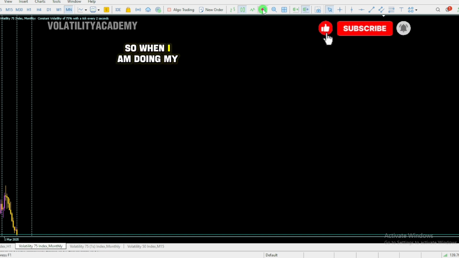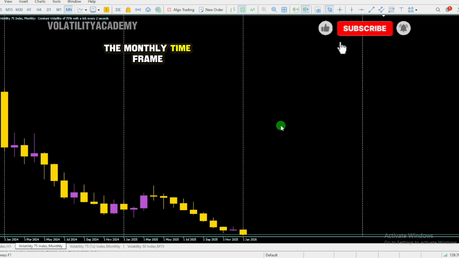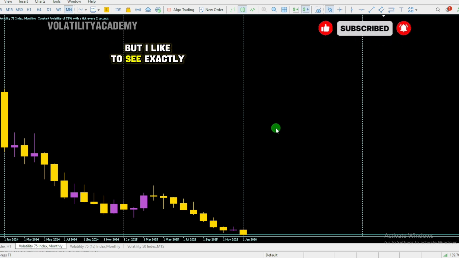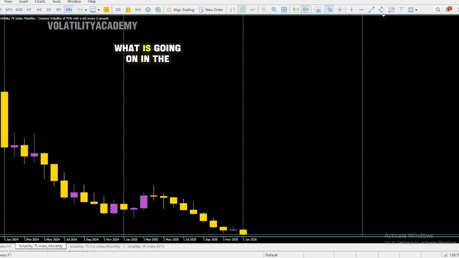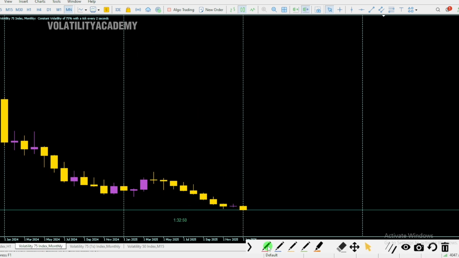So when I am doing my top-down analysis, I always like to start from the monthly time frame. Now, not like I trade on the monthly time frame, but I like to see exactly what is going on in the market. So right now, as you can see, this market has been bearish. You can see what happened for several months.